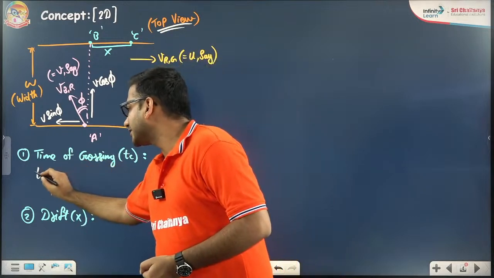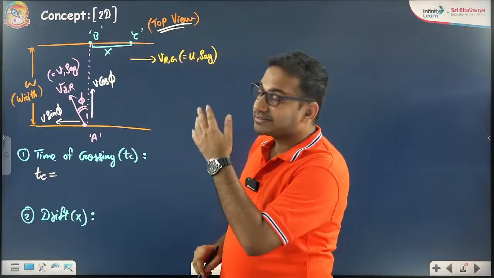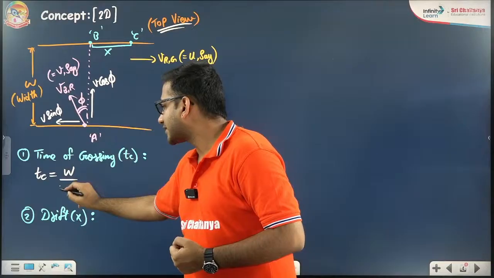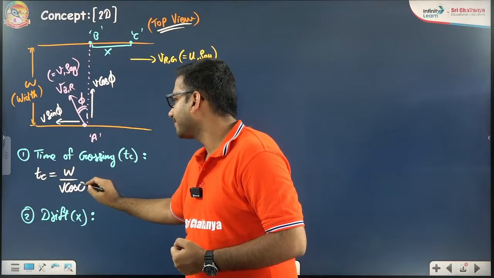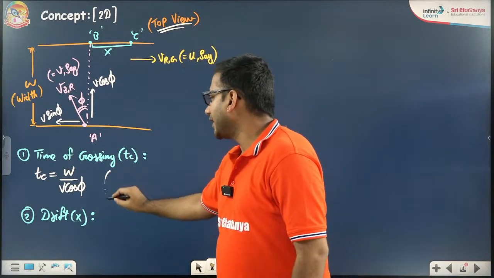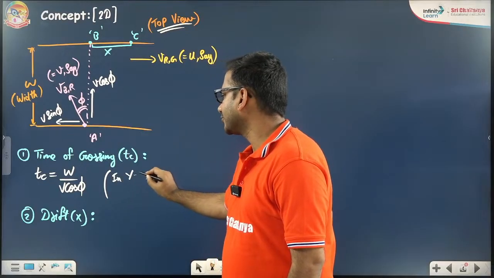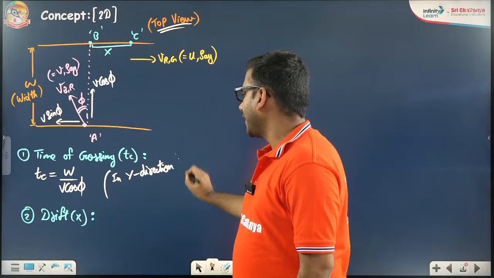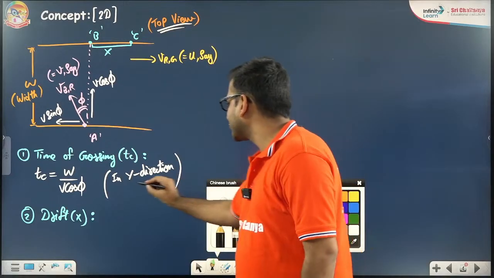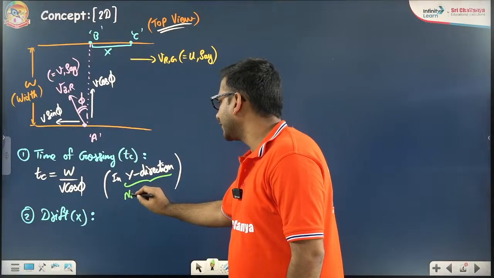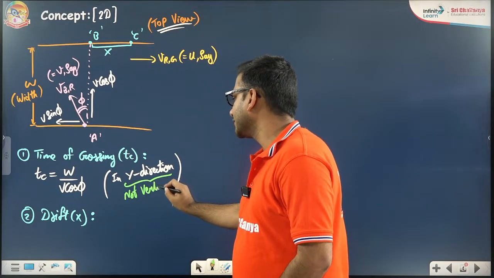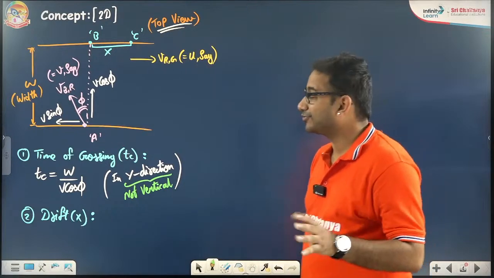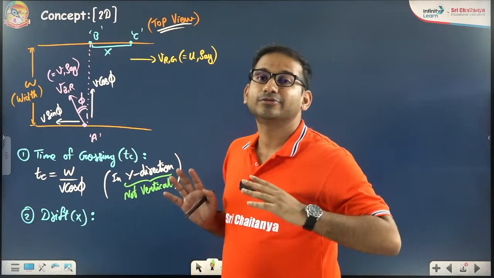So time of crossing TC is given by distance by speed. The distance traveled in this axis is W and the speed in this axis is V cos phi, and that you have to travel in y direction. This y direction here is not the vertical direction. Generally, we have a habit of taking the y direction as the vertical direction. No, no, no. Vertical is perpendicular to this plane of motion.